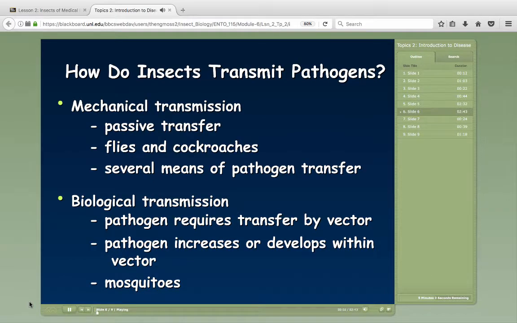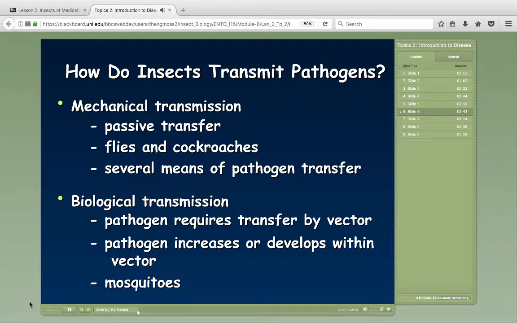Now let's talk a little bit about how insects actually transmit pathogens. Well, there's really two forms. The first one is mechanical transmission, and this is really a passive form of transmission, and we can think about this in particular with flies and cockroaches. Think about that housefly. That housefly happens to be out around a dumpster.